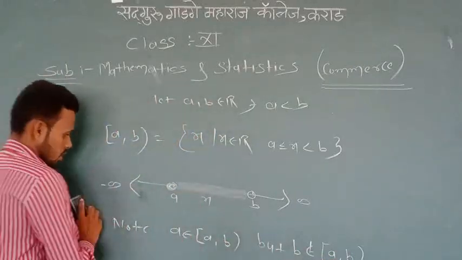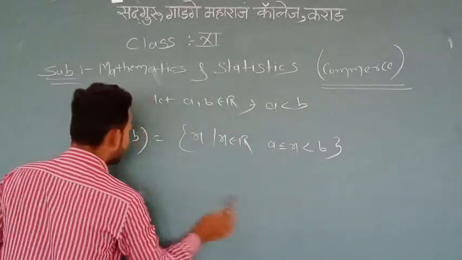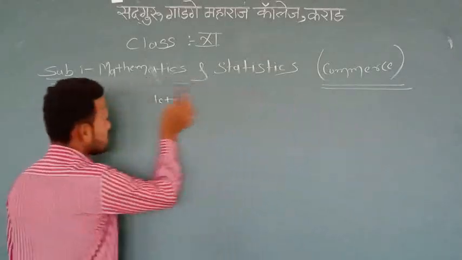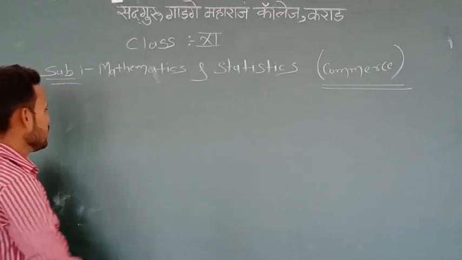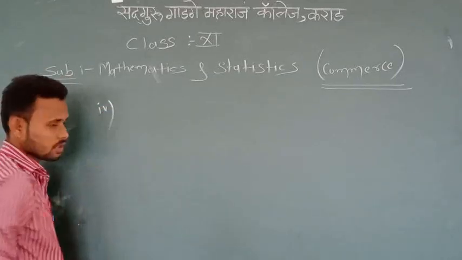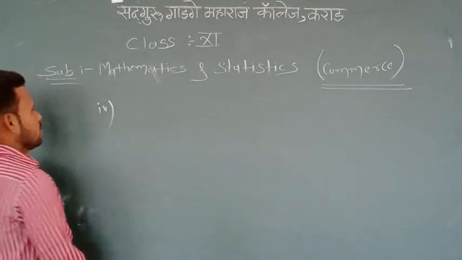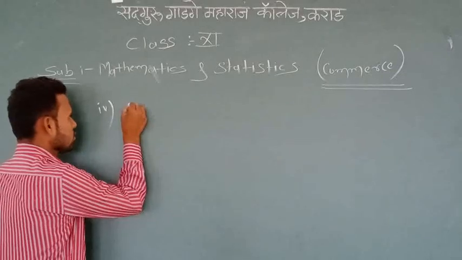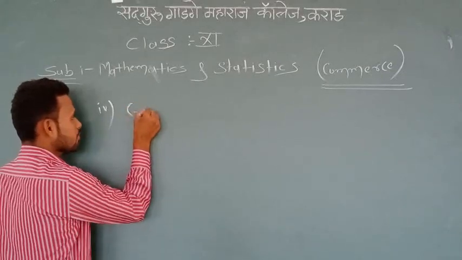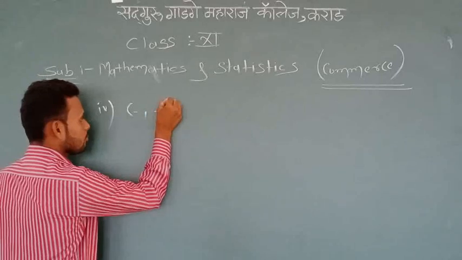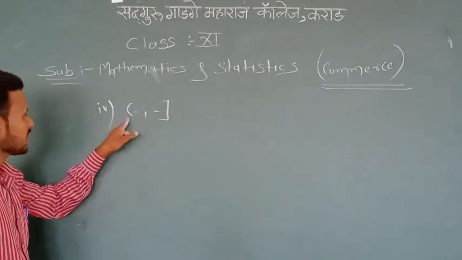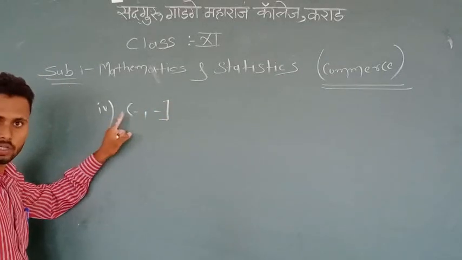Now next, the last type of interval is the fourth one, the semi-open interval. Here the first component, comma, then the second component. This is a semi-open interval.